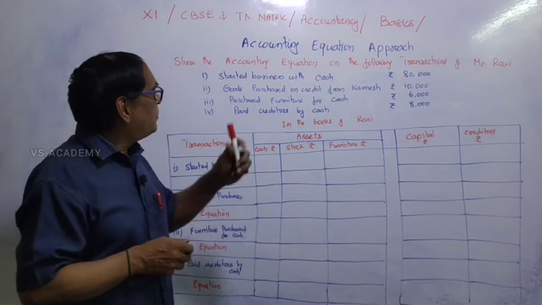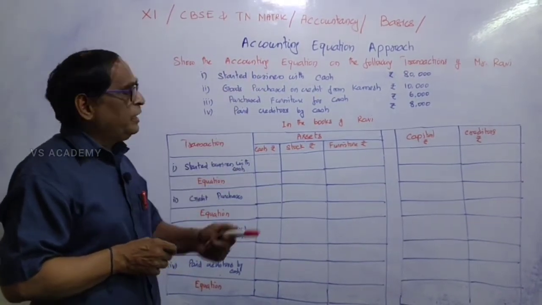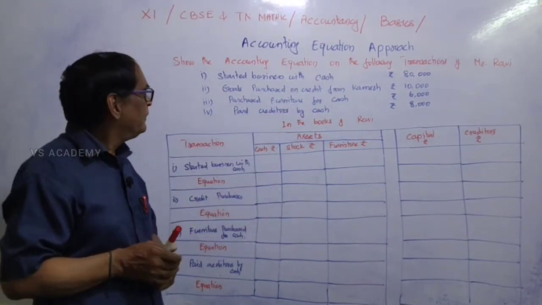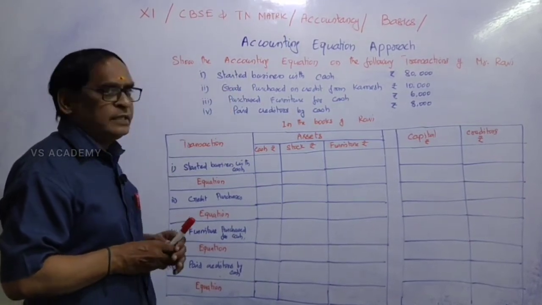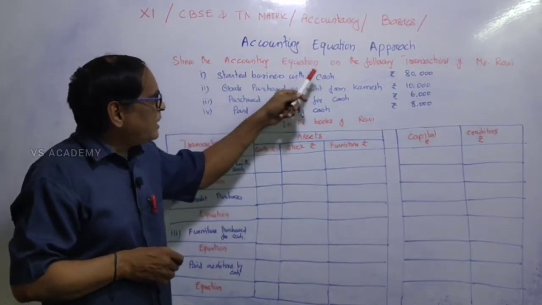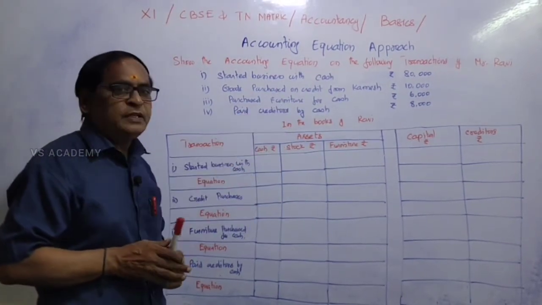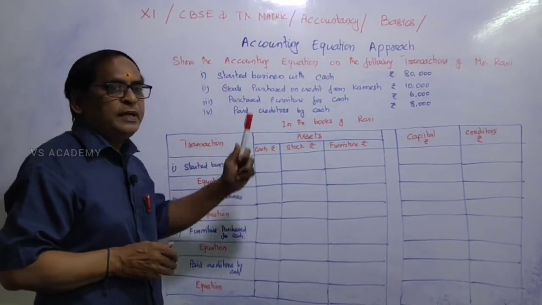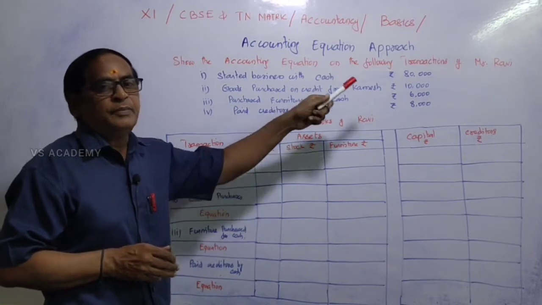Let us solve this problem under the equation method. Show the accounting equation on the following transactions of Mr. Ravi. So there are four transactions. The first transaction is: started business with cash rupees 80,000. So started business with cash means what? Actually cash is an asset, capital is a liability. So both are increased, cash increased and capital increased.